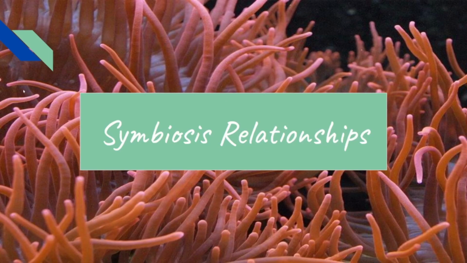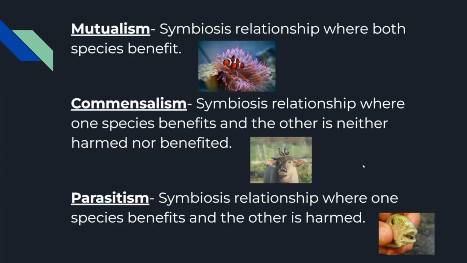So, we need to learn about symbiosis relationships, and this is one of the main things we need to learn about in this chapter. There are three of them. The first one is mutualism. For mutualism, we've got a sea anemone and a clownfish here. Mutualism is a symbiosis relationship where both species benefit.